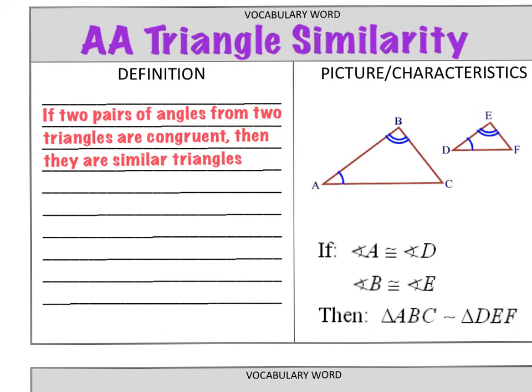Well, there's some for similarity also. There's actually 3. With congruency, there were 5 different ones. With similarity, there's only 3, so that's good news.